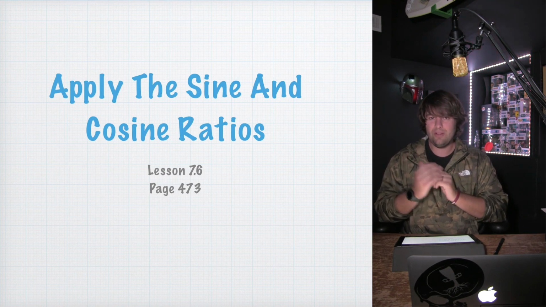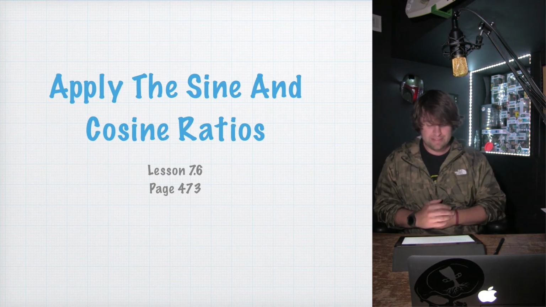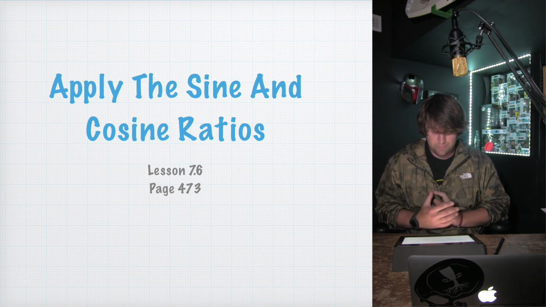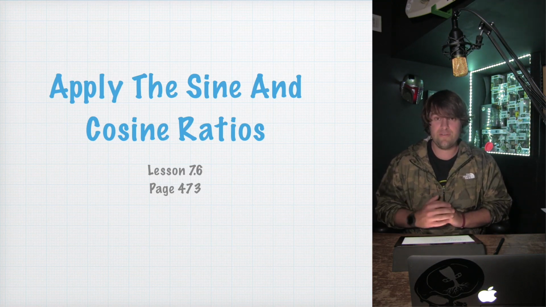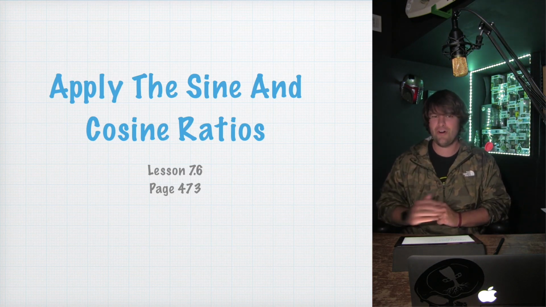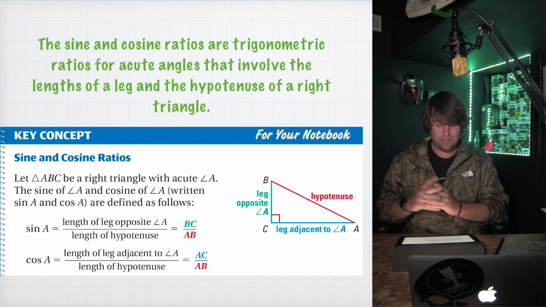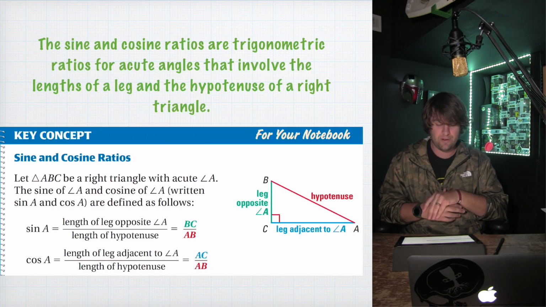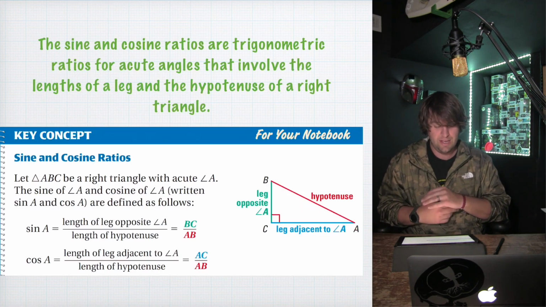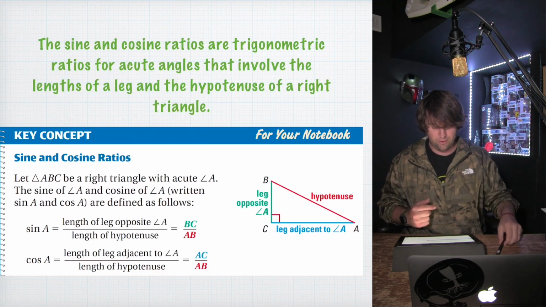So today we're going to be learning about how to apply the sine and cosine ratios. This is lesson 7.6, page 473. So let's get started. We've already learned the tangent ratio. Now today we're learning sine and cosine. The sine and cosine ratios are trigonometric ratios for acute angles that involve the lengths of a leg and the hypotenuse of a right triangle.